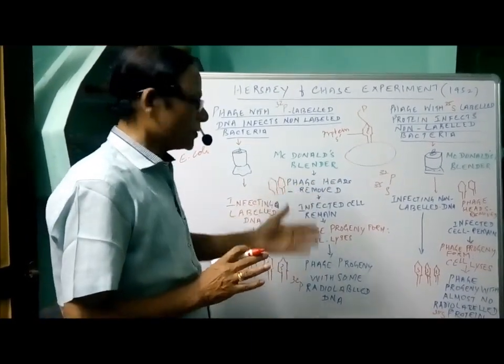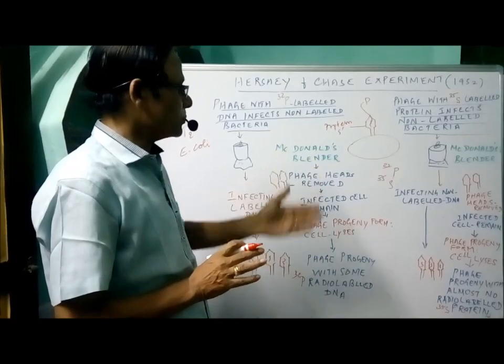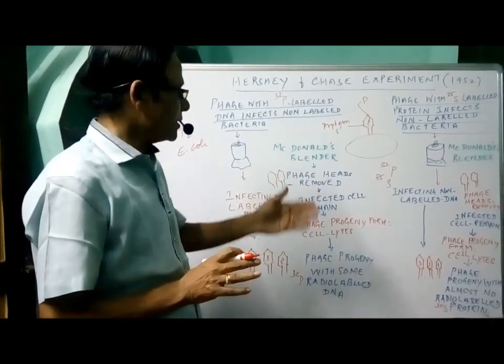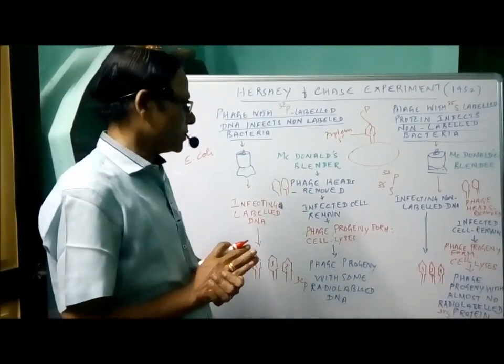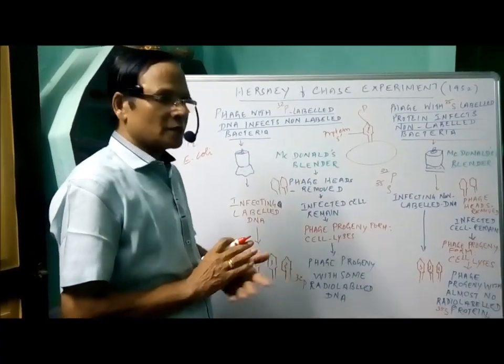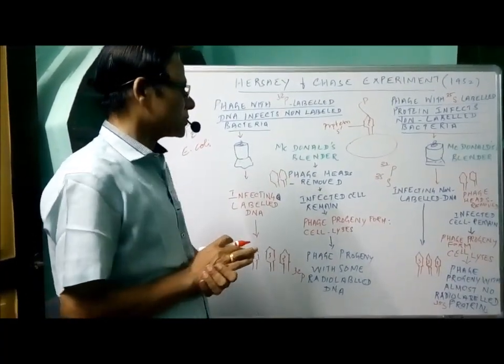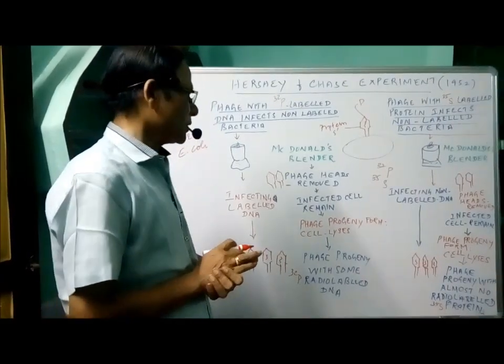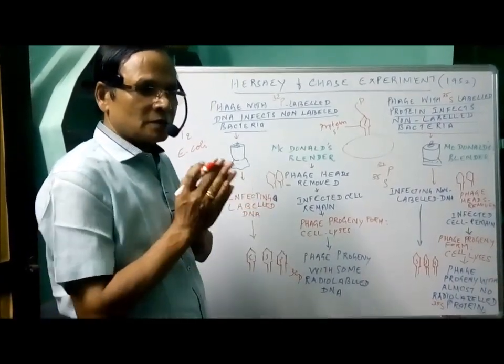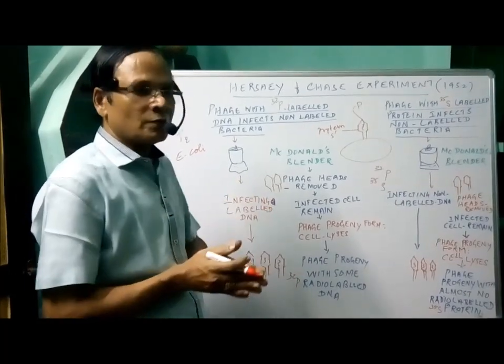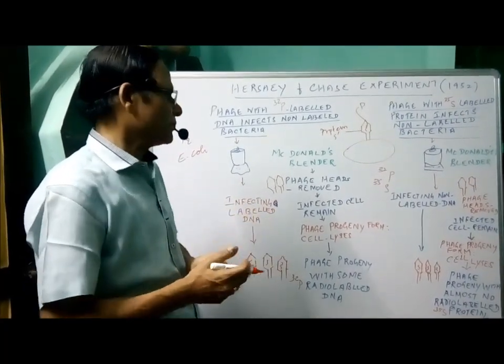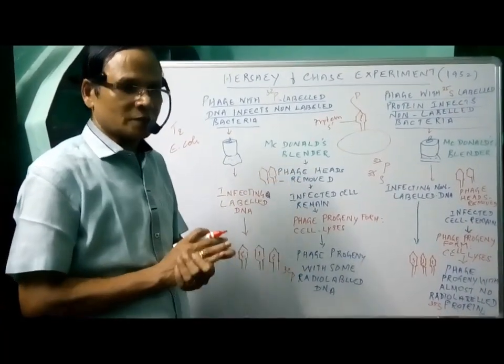So he designed an experiment using the radioactive phosphorus P32 and S35, the protein label, that is the sulfur. In the protein only we have the sulfur, not in the case of nucleic acid. And this way he could separate the track of the virus for protein and DNA during the infection process.